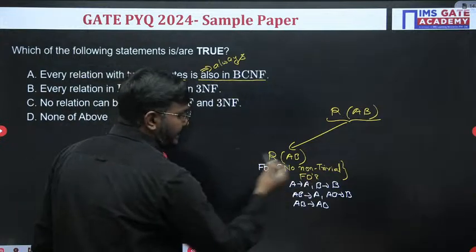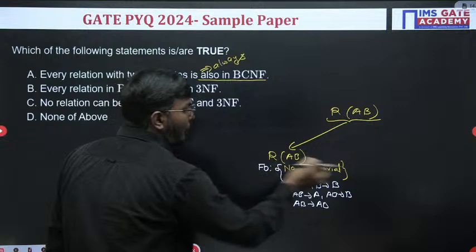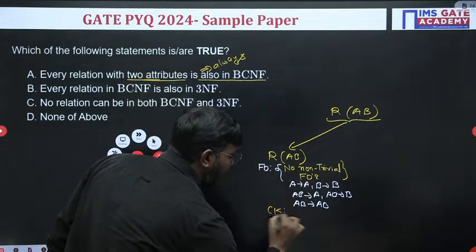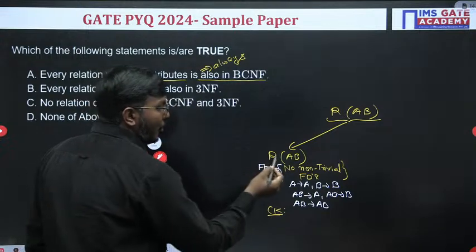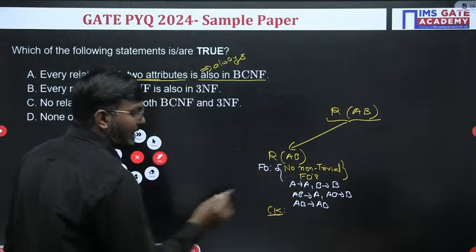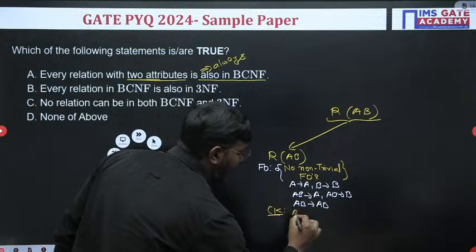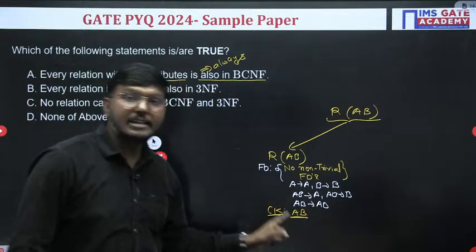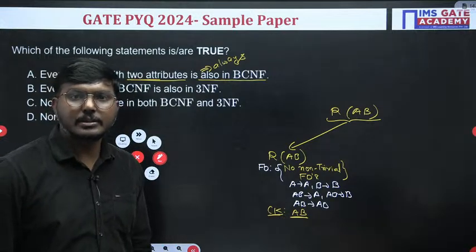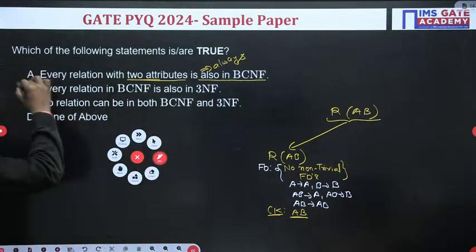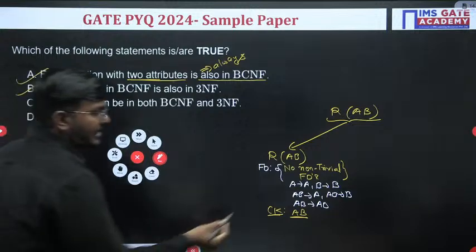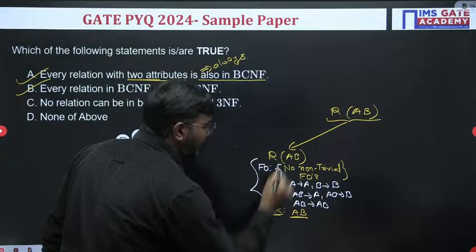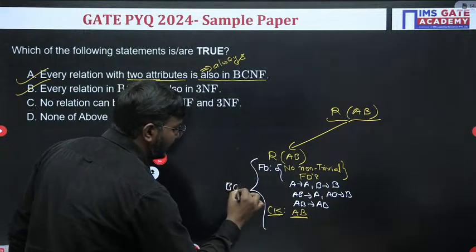Whenever there is no non-trivial FD, the candidate key will be a compound candidate key with all the attributes of the relation. So A and B combined form the candidate key. Understood? Yes, the answer is A and B. Very good. So if A and B combined form the candidate key, then this relation will be in BCNF.